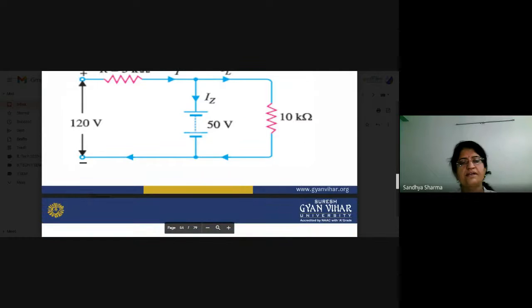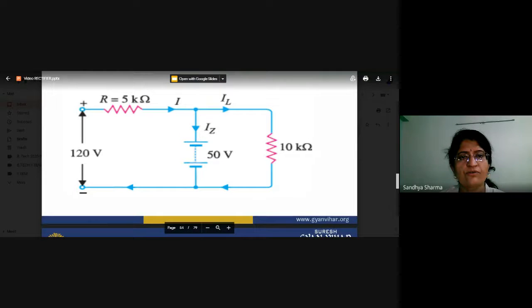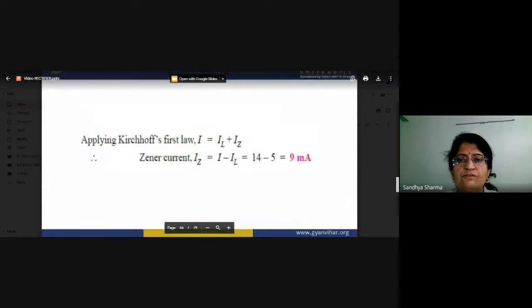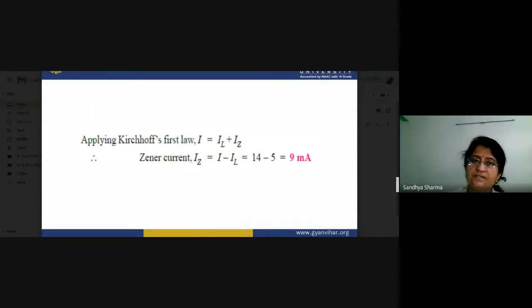So this is our circuit again. We have to solve it. Here we have applied 50 volts. So what is the difference between these two? Then we can calculate the current I. And now the load current IL. You have to know the total current I, so you can calculate the difference of the two. So you calculate the Zener current. According to what type of signals you give, you can find out the Zener current.